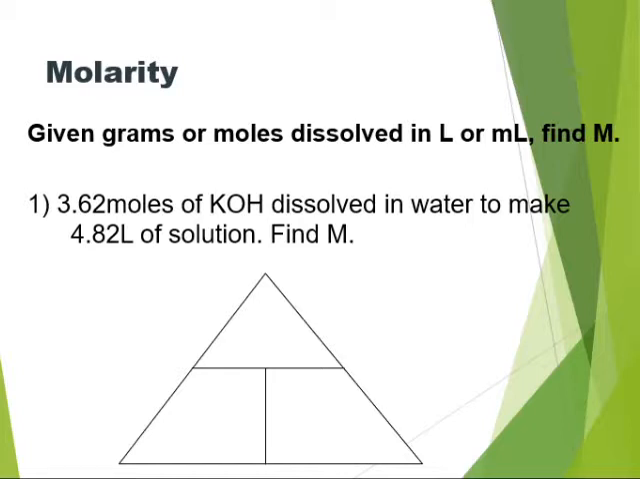All right, so let's do a couple examples. Given grams or moles dissolved in liters or milliliters, find the molarity. Our question is: 3.62 moles of potassium hydroxide dissolved in water to make 4.82 liters of solution. Just like we've always done, always label your things. This tells me my moles, 3.62 moles, which goes in the top of my triangle. The next known is 4.82 liters, so that goes in this part of my triangle. Now I'm trying to find molarity.